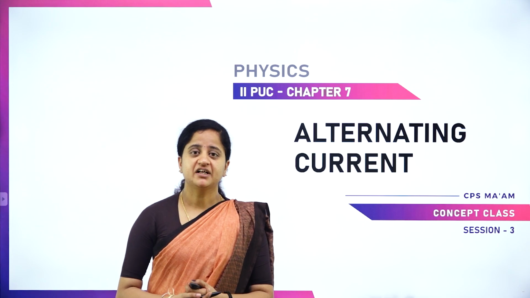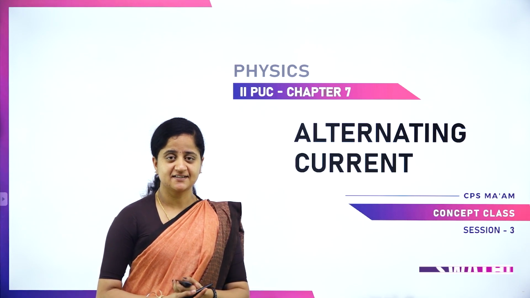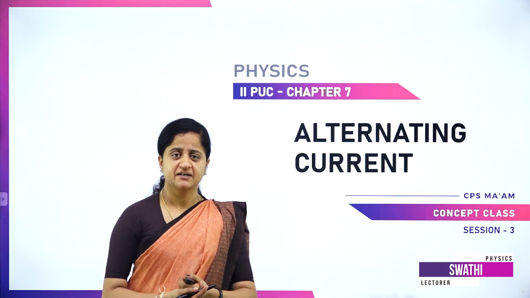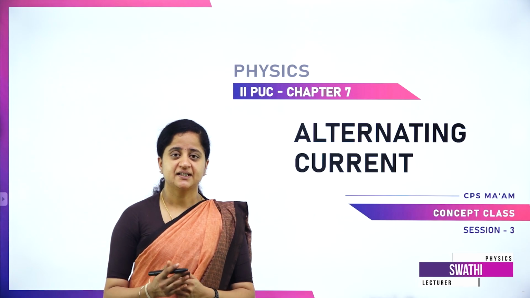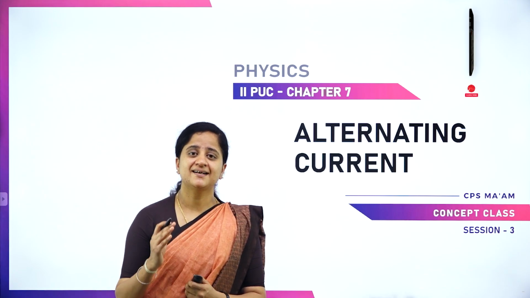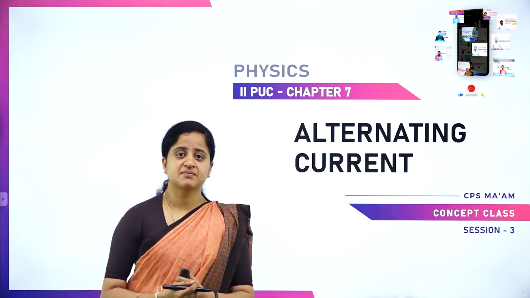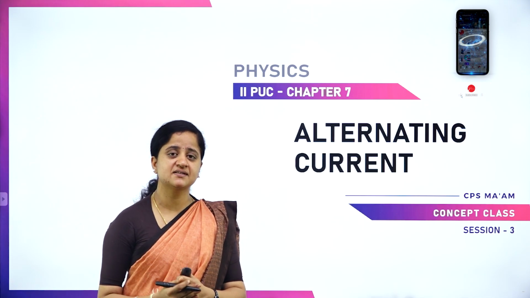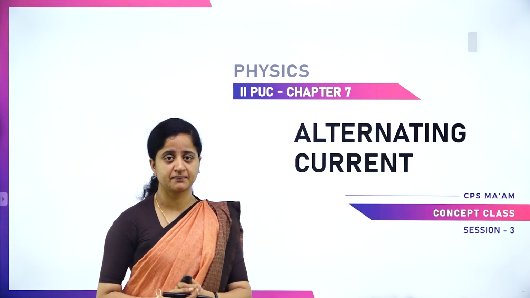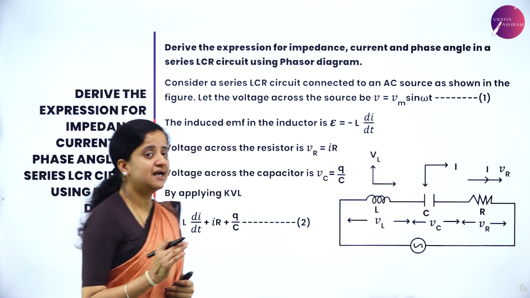Hello everyone, welcome to session 3 of chapter 7, alternating current. This is Swati from the Department of Physics, Vidhyaashram Pre-University College, the Temple of Excellence, Mysuru. In the last session, we learnt about the introductory part of alternating current and also what happens if a voltage or an AC source is applied to a pure resistive circuit, pure inductive circuit and pure capacitive circuit. In today's session, let us learn about the LCR circuit.